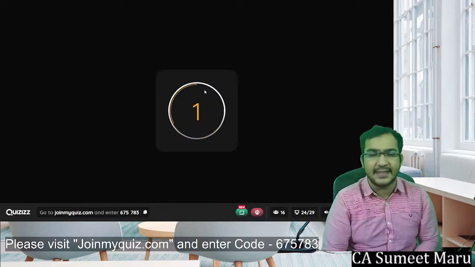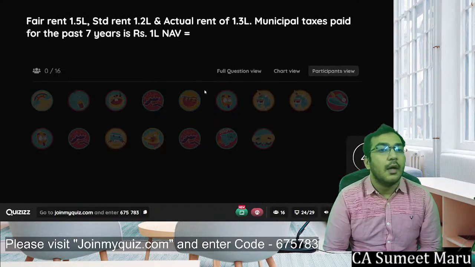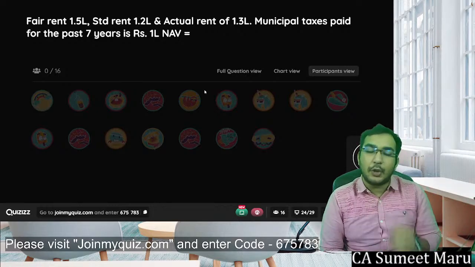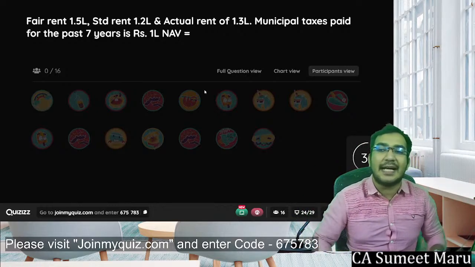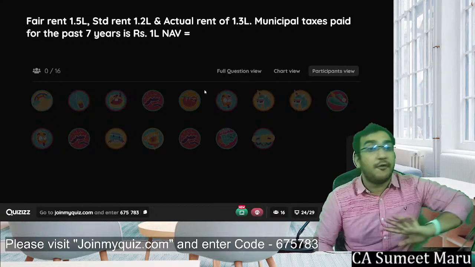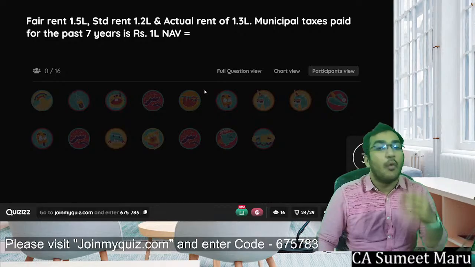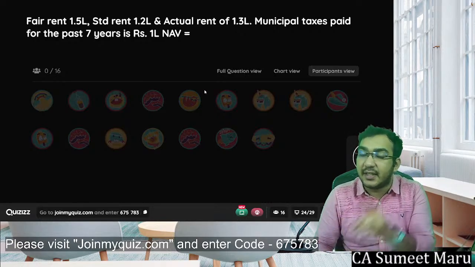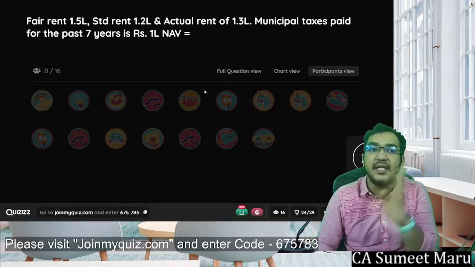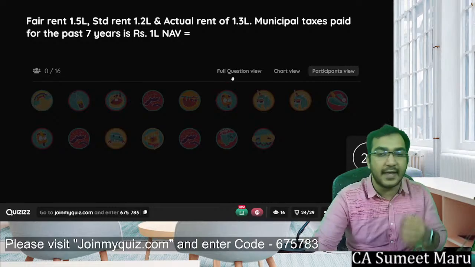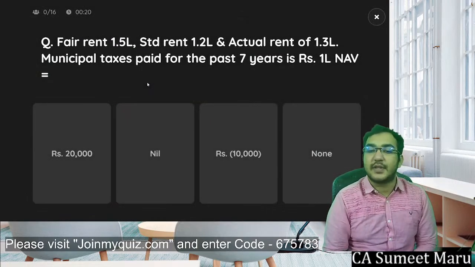Just 5 to go. That's it. Fair rent is 1.5 lakh. Standard rent is 1.2 lakh. Actual rent is 1.3 lakhs. Municipal taxes paid for the previous year is 1 lakh. What is your NAV? They have asked you NAV. Yes. What's your NAV, guys?